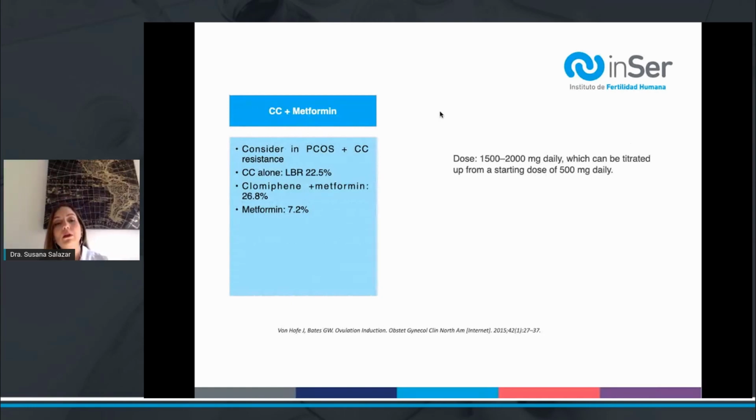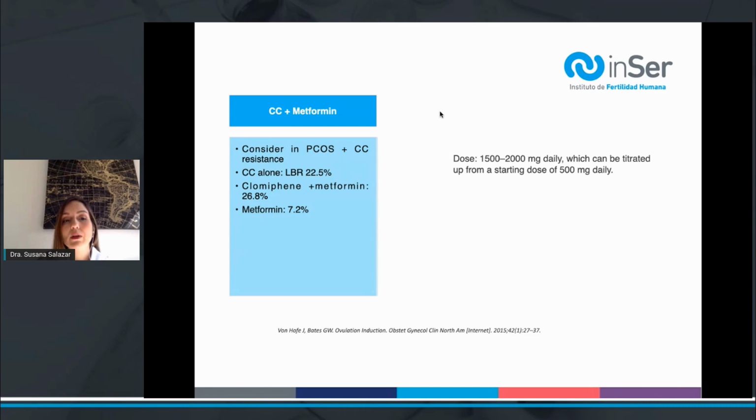Clomiphene plus metformin is considered in PCOS with clomiphene resistance. With clomiphene alone, the birth rate is 22.5%, with clomiphene plus metformin it is 26.8%, and with metformin alone, 7.2%. The dose is 1,500 to 2,000 milligrams daily, which can be titrated up from a starting dose of 500 daily.